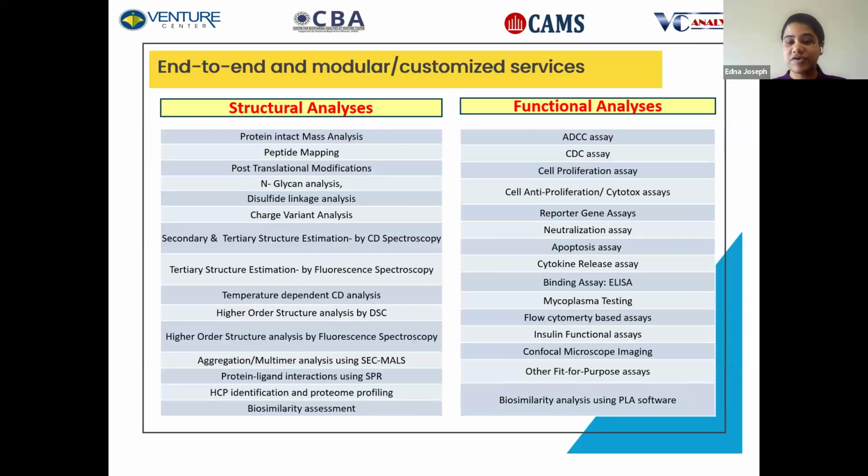So this is a list of the services that are offered at CBA. On the structural side, right from the primary structure to the higher order structure and biosimilarity assessment, we have a whole suite of services, and the team has characterized almost 15 plus molecules in the recent few years. On the functional assays also, we have developed many assays, and now we are in the validation phase. Details are all on the website, and any of you who require this can reach out to us. I'll be sharing our contact details in the last slide.